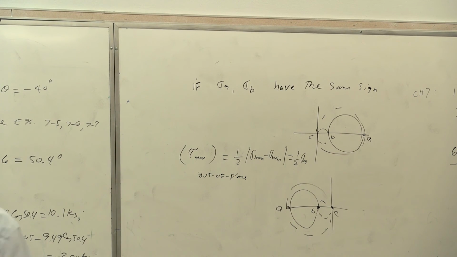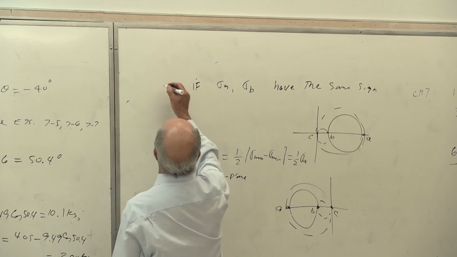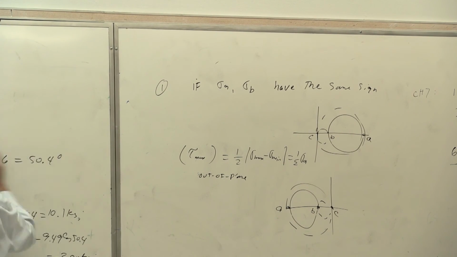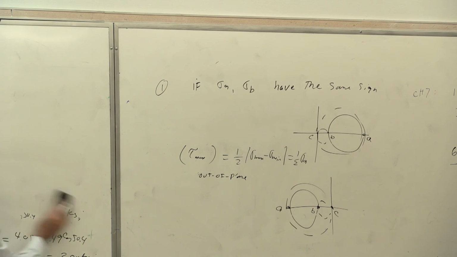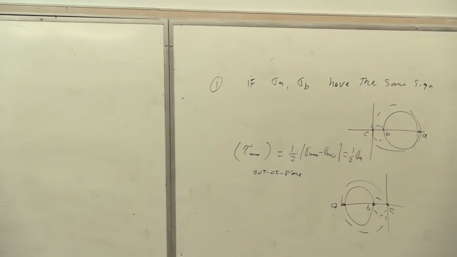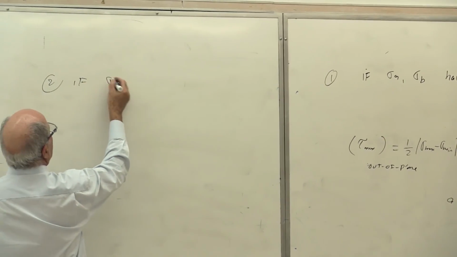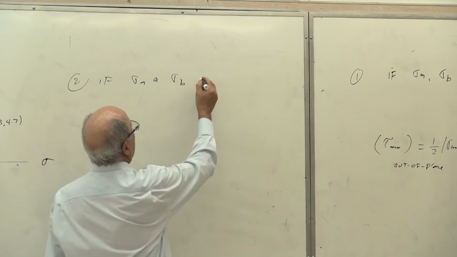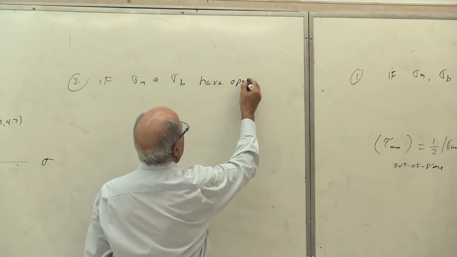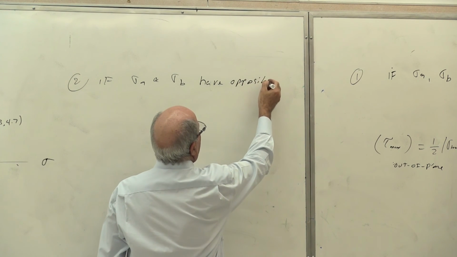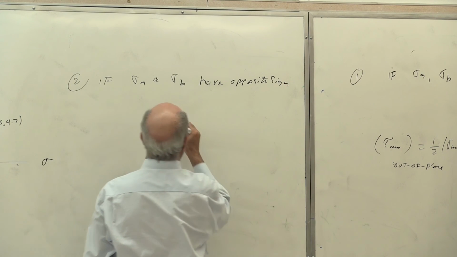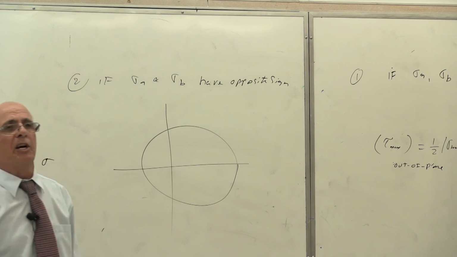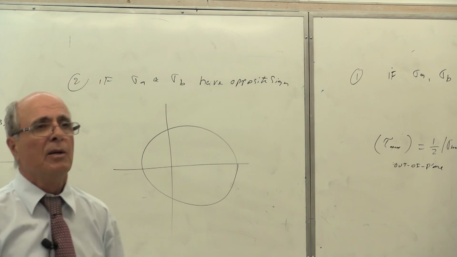So that's the second option. Write it down. This is on certain problem, option 1. This is option 2. If sigma A and sigma B, as you did in all your previous problems, have opposite sign, then this is going to happen. One is going to be on one side, the other on the other side. Yes, one in tension, one in compression.